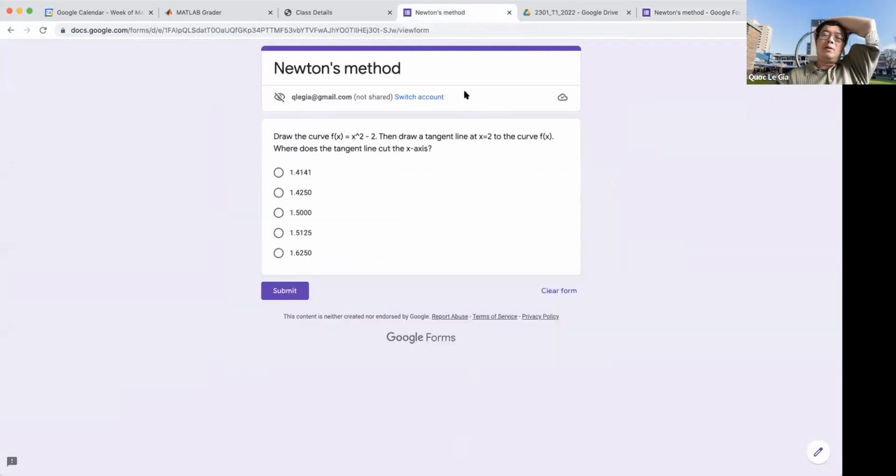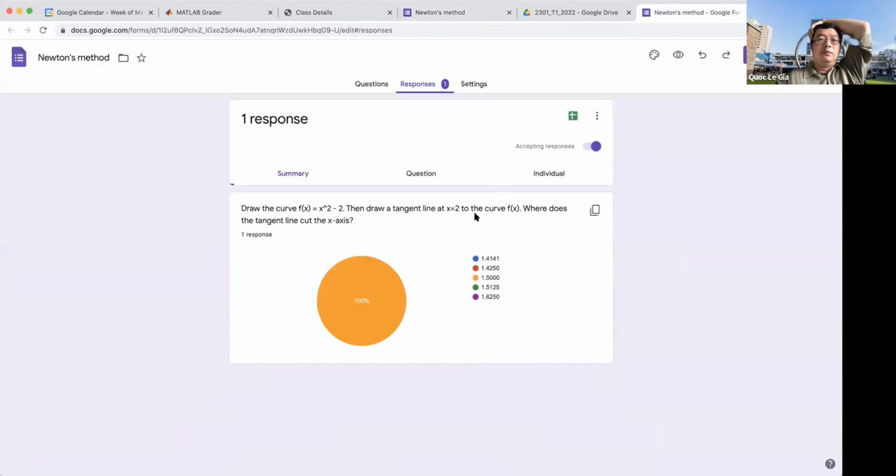This is the question. You draw the curve x squared minus 2. You draw a tangent line at x equals 2. Then try to find where the tangent line cuts the x-axis. We have two responses, 1.5. So how do you get 1.5?